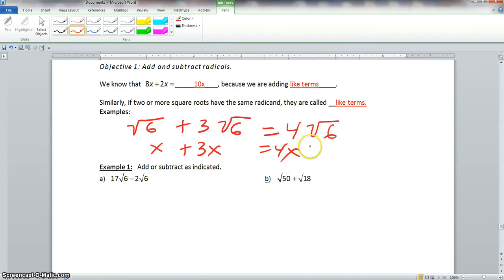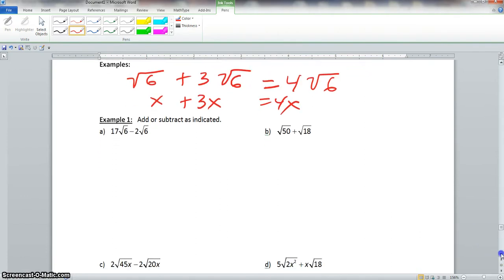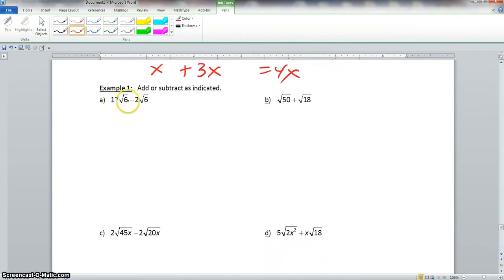It's the same concept. Now we come here to A. We have 17 square root 6 minus 2 square root 6. Both of the radicals had the same index and they had the same radicand. So 17 minus 2 is 15, and we bring down our square root 6.